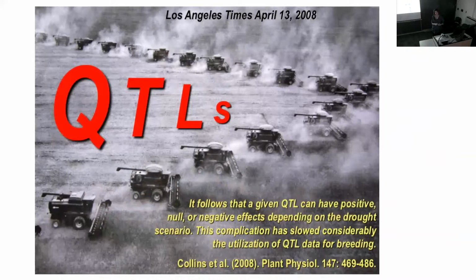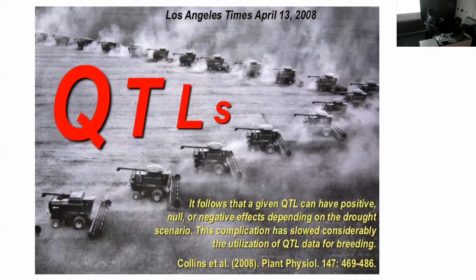Now this is a more serious representation of what I'm trying to say. QTLs illustrate it very nicely, just having diminishing impact on big agriculture in terms of breeding programs. And this is a slide I actually borrowed, or stole, from Roberta Tuberosa with a really nice quote. It says, for a given QTL, it can have positive, null, or negative effects depending on the scenario. In this case, it was drought. This complication has slowed considerably the utilization of DNA for plant breeding. Quality of QTL data for plant breeding.